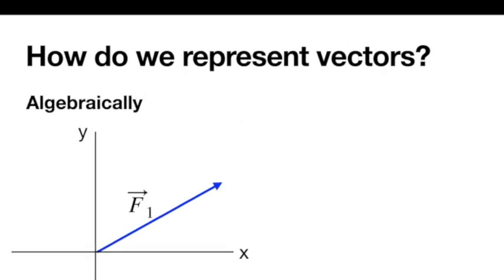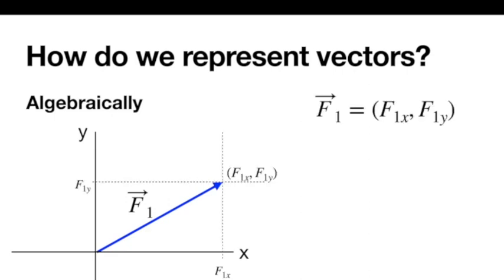But algebraically, each vector has different components. So we still need two quantities to describe a vector, but instead of describing magnitude and direction, I can give you equivalently the distance in the x direction and the distance in the y direction, a pair of components. So instead, I can describe F1 instead of magnitude and direction as F1x and F1y. And as we'll see, I can go back and forth between the two with trigonometry.